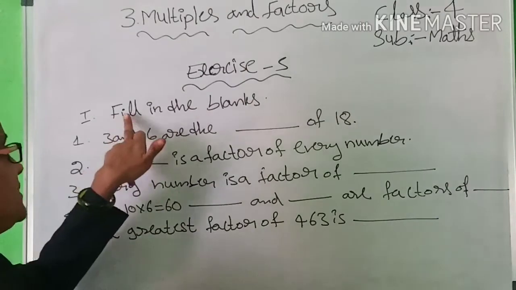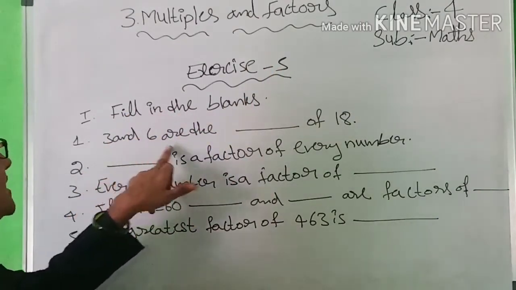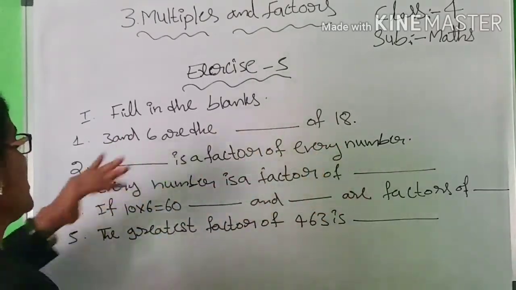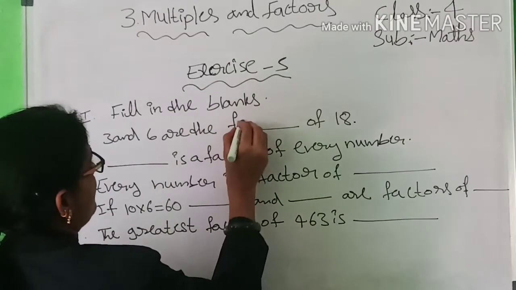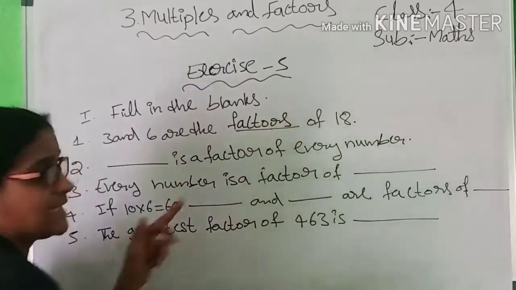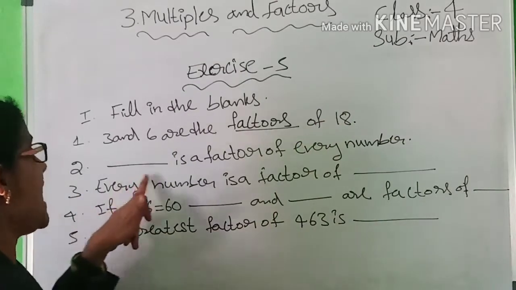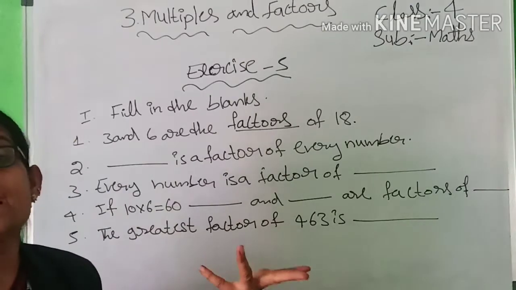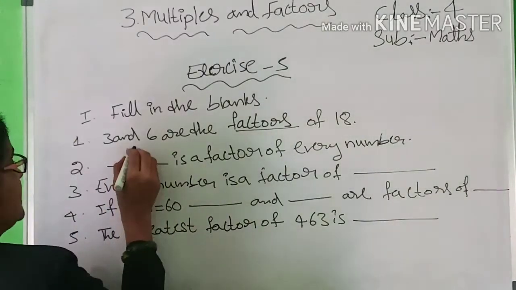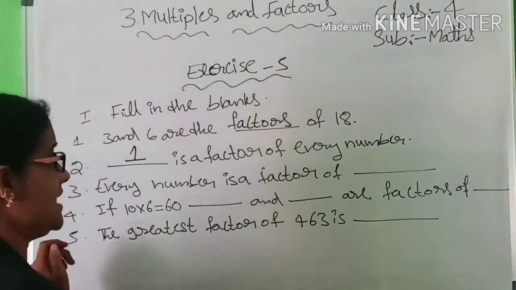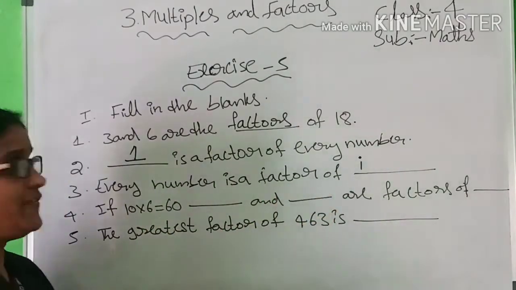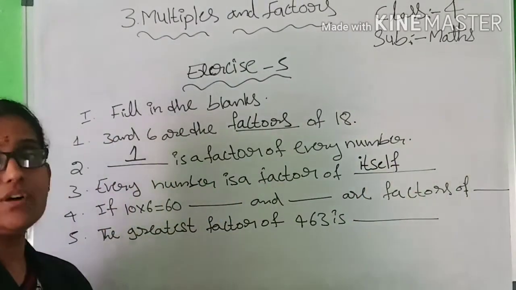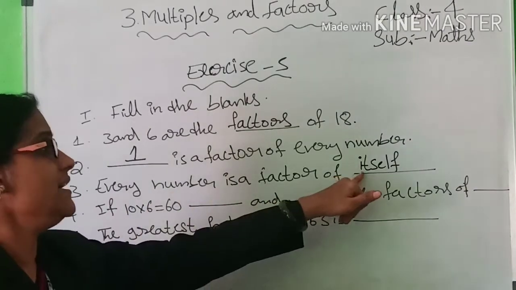Okay, children. Exercise 5, first bit, fill in the blanks. 3 and 6 are the dash of 18. What are these? Factors. Factors of 18. Okay, children. Dash is a factor of every number. Every number has one factor. What is that? 1. Okay, children. 1 is a factor of every number. Every number is a factor of itself. Okay, children.